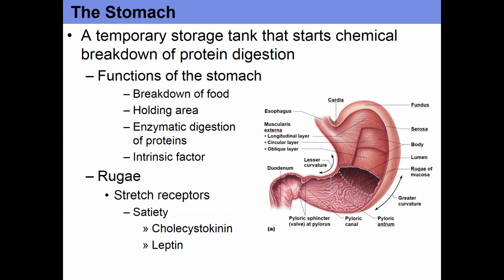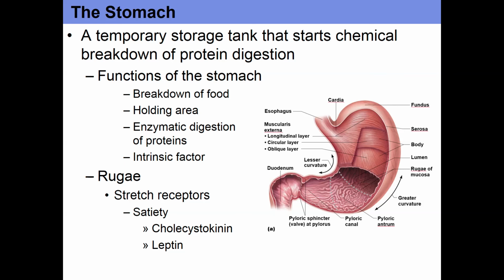All right, so the rugae. One of the things that you'll notice about the stomach, if you look at the cutaway of the inner wall, is that it kind of looks like a raisin a little bit, or like a brain, however you want to go with that. Those folds are called the rugae, and they allow the stomach to stretch. That's an important thing that the stomach is able to do.